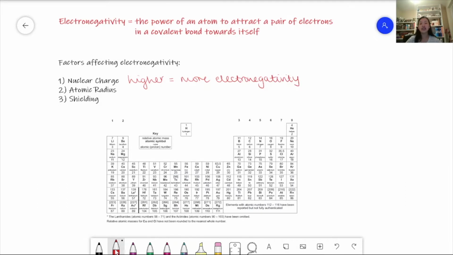The second factor is atomic radius. Now, when atomic radius is bigger, meaning that there's more space between the nucleus and the outer electrons, there's less of an attraction between the nucleus and the bonding pair of electrons, so it can't attract them as well because they're further away. So that means that if we have a bigger atomic radius, then it is less electronegative.